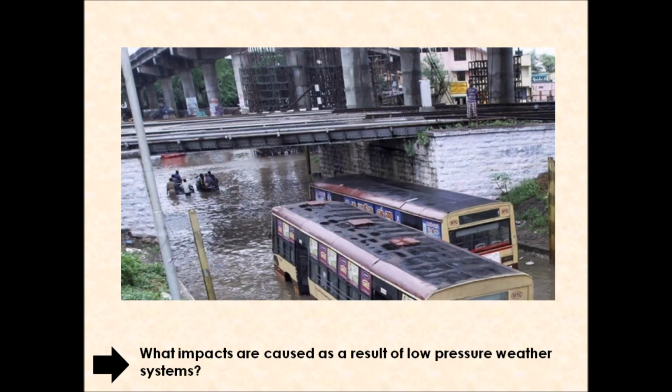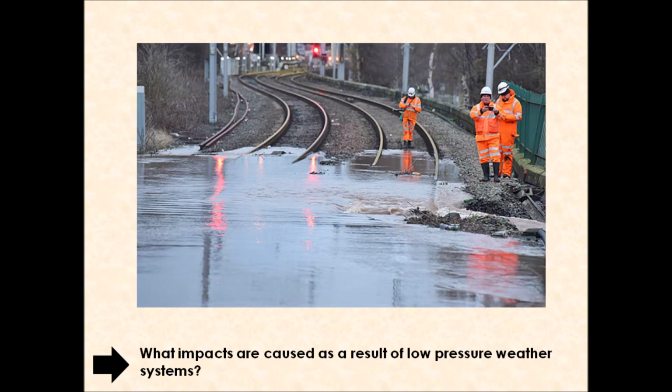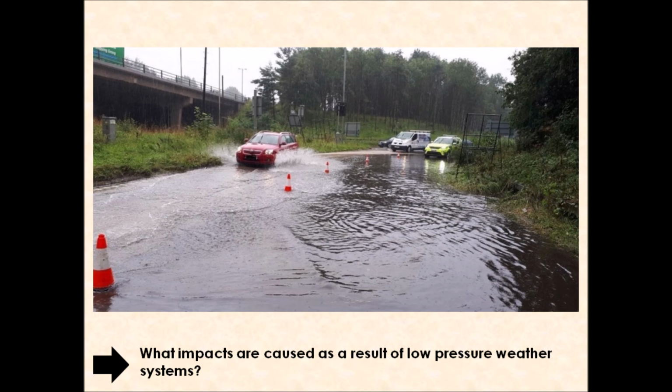It can create flooding due to the intense precipitation that takes place potentially over a long period of time. It can also lead to, like you see on the screen here, train lines being disrupted due to flooding. We can have roads being disrupted as well due to flooding. That can also lead to cars being damaged, and obviously the engine of your car being flooded by floodwater and your vehicle being damaged as well.